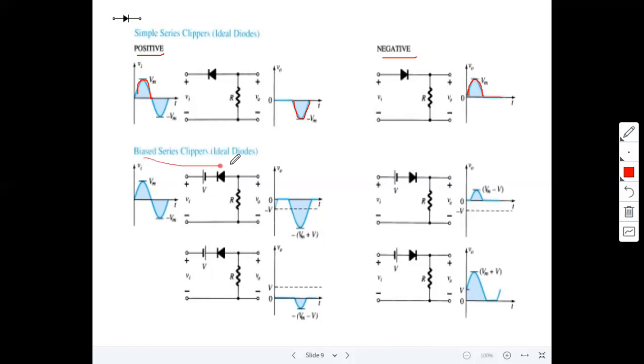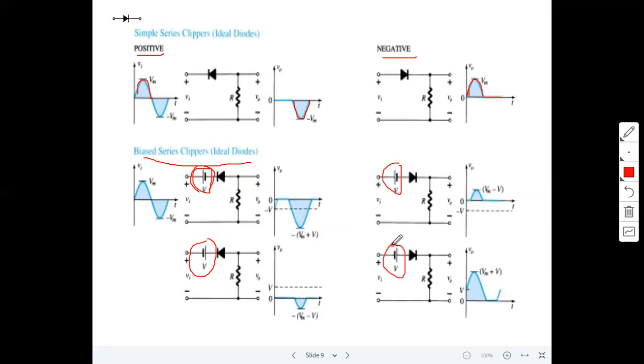Similarly, biased series clippers. Before connecting the input, there is an inbuilt bias voltage applied in series with the diode.